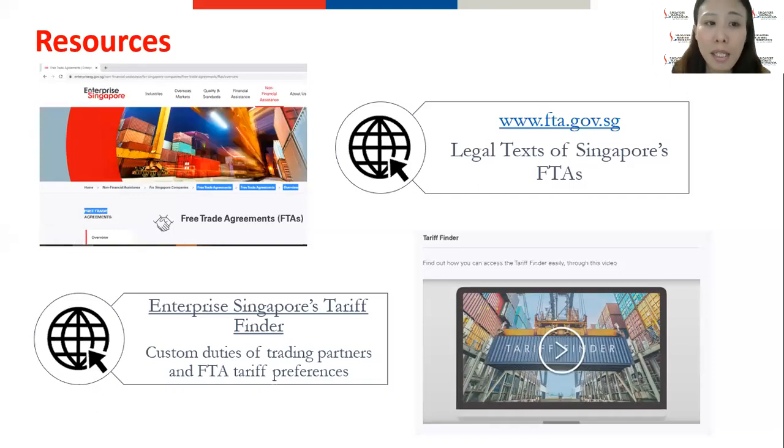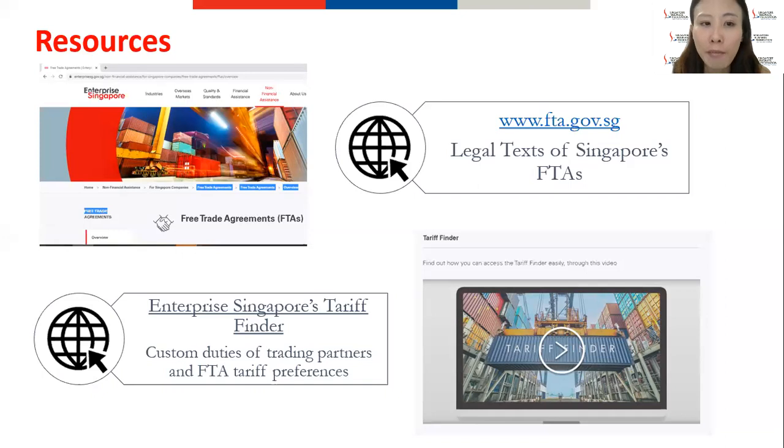So in the past 30 minutes, I briefly brought you through how to evaluate if your goods can qualify for FTA, its application procedures, and the various record-keeping requirements. And lastly, some best practices to ensure proper compliance. Last but not least, I would like to refresh the resources that you can refer to.